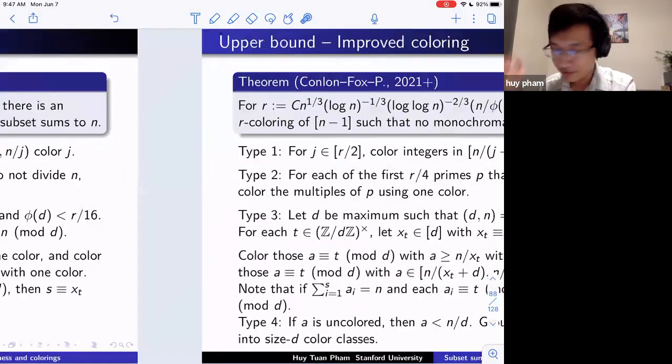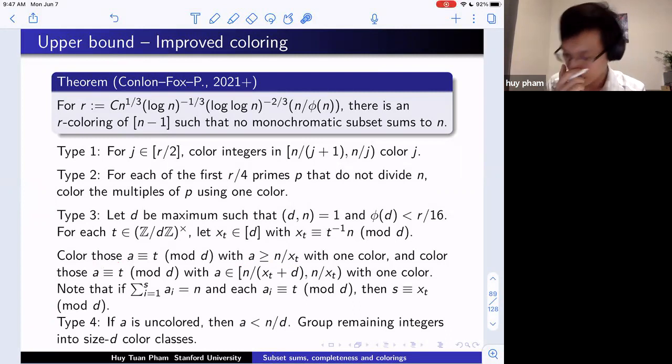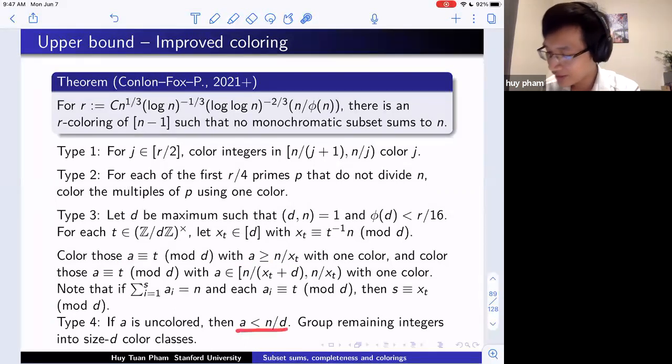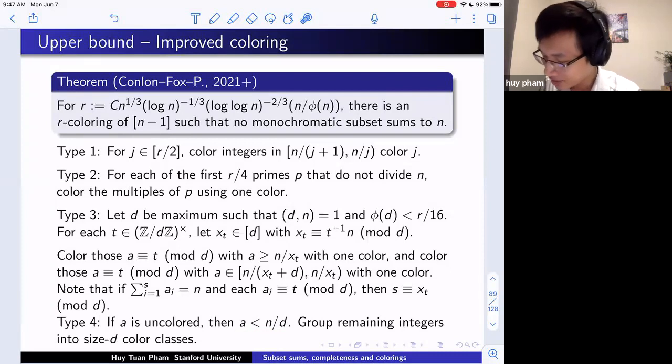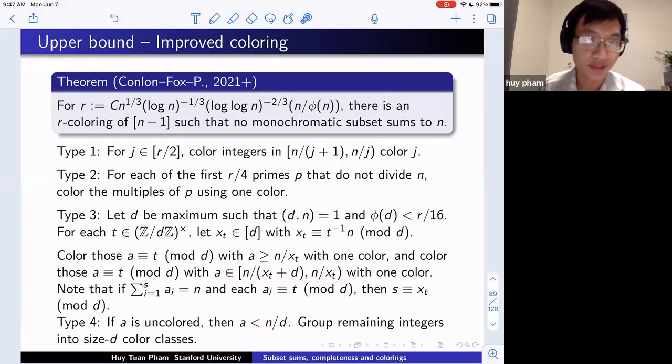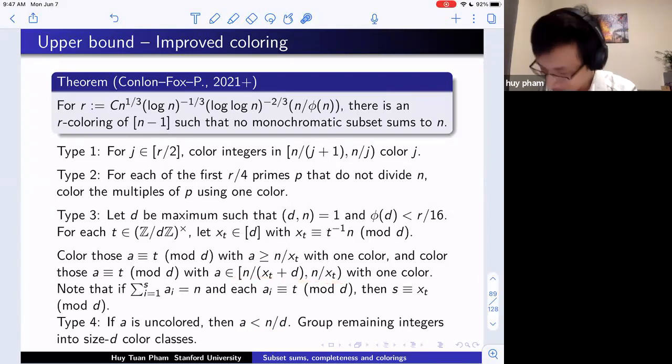Now we still have a few remaining elements, and we'll group them in type 4. For all of the uncolored elements, we can check easily that all of them have to be smaller than n over d. The reason is that all of the elements that are at least n over d are already covered by the two color classes in step 3. So the remaining elements are less than n over d, and we can show that there are few of them. So we can just group them into d color classes.